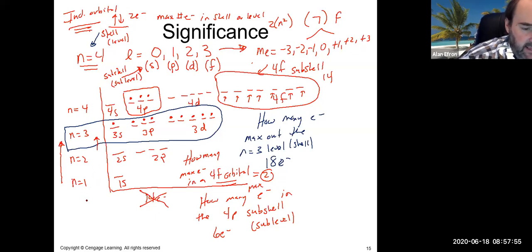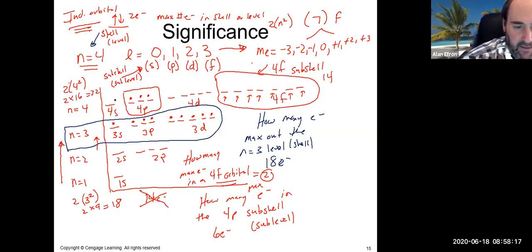N equals 3. If you take 3 squared and then times it by 2, 3 squared is 9, 9 times 2 is 18. If you wanted to do the 4th energy level, 2 times 4 squared. 4 squared is 16. 16 times 2 is 32 electrons.